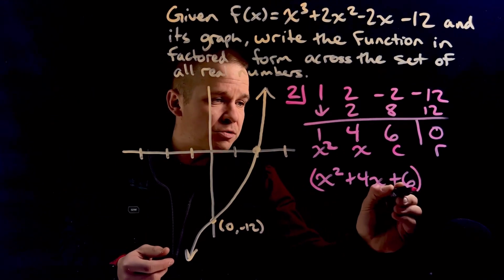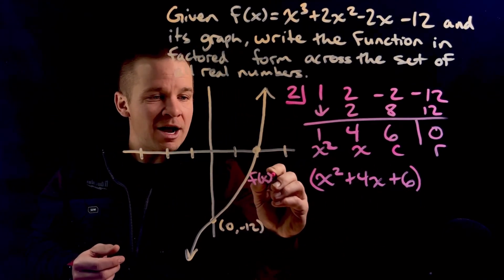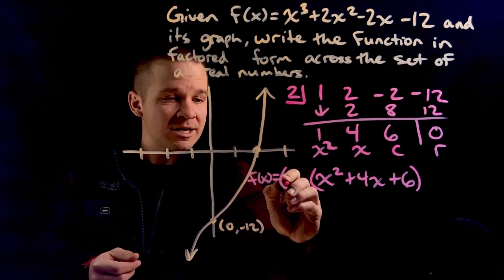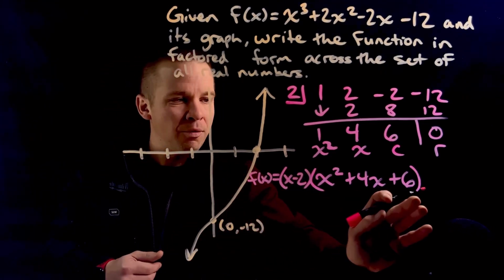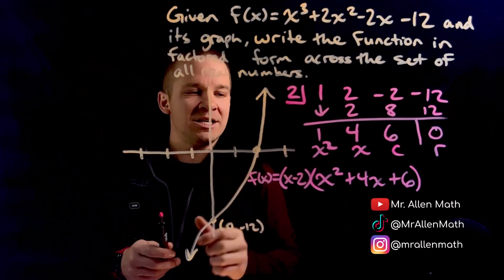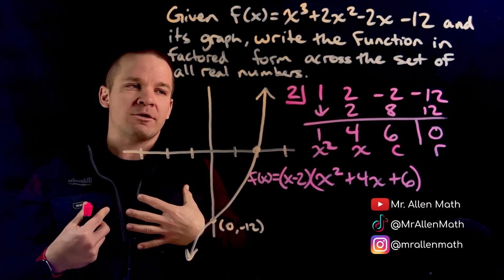So here's what I'm going to do. I'm going to jot down my little f of x right there, and I'm going to throw in this as a factor, so that's going to be x minus 2, as we said earlier. And boom, this is in factored form across the set of all reals. We cannot continue factoring that quadratic. It is not factorable. As much as I wanted to continue factoring, we can't, right?